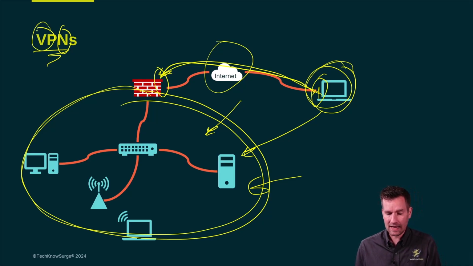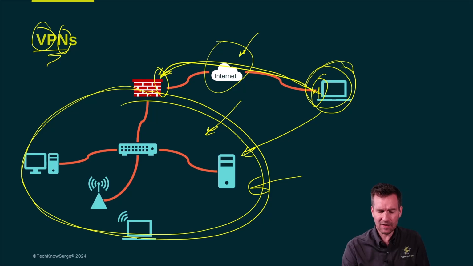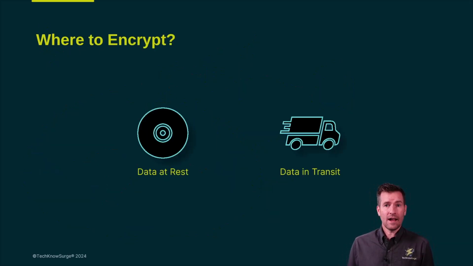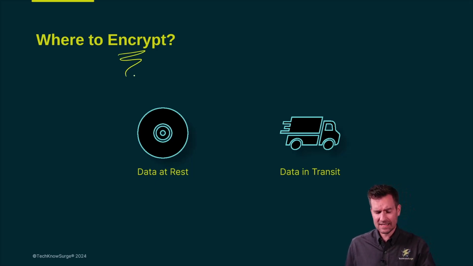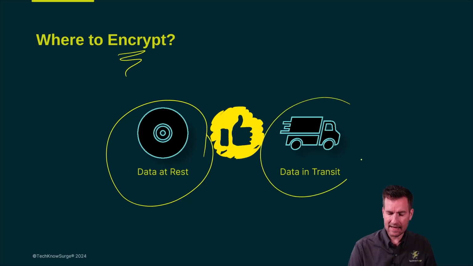People could still see that traffic, but it's encrypted so they can't interpret what that traffic actually looks like. Now, the topic of encryption goes way beyond what we just covered, but this gives you an idea of how we protect our data, and how we protect our data at rest and in transit.